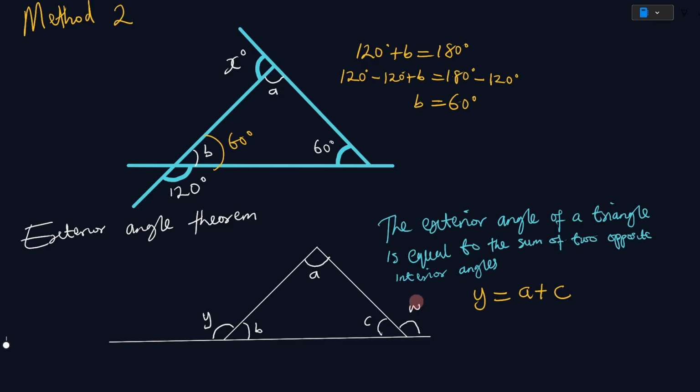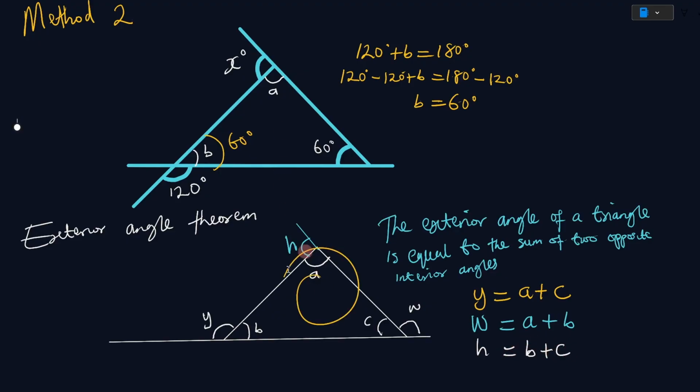If we also consider this exterior angle, angle W, we can see that the two angles that are interior and opposite to angle W are angle A and angle B. Therefore, angle W is equal to the sum of angle A and angle B. What if we form another angle here, and let's call this angle H. Using the same theorem, angle H is the exterior and opposite to angle B and angle C. That means angle H is equal to the sum of angle B and angle C.